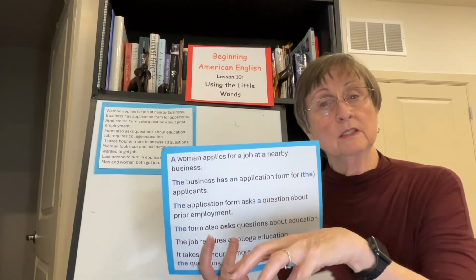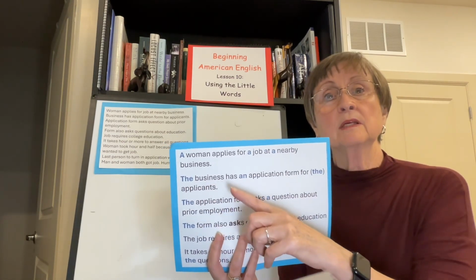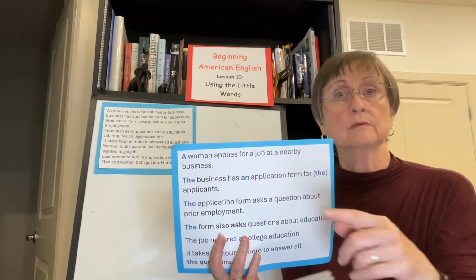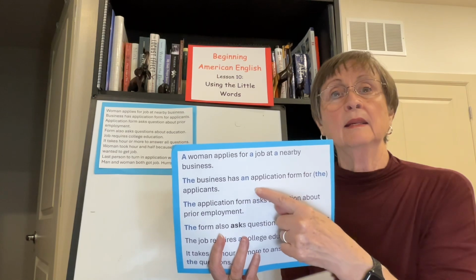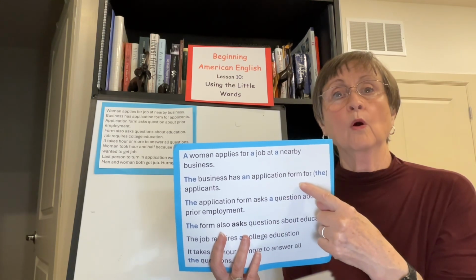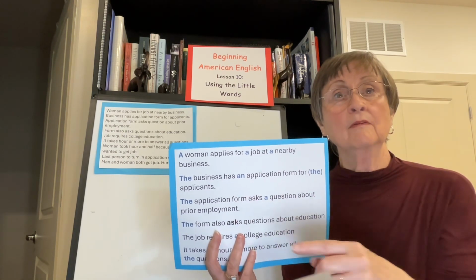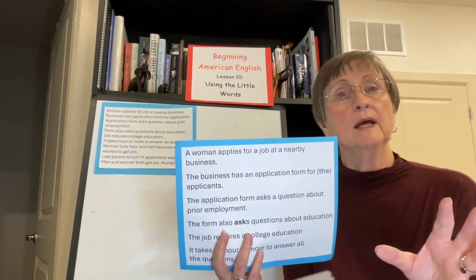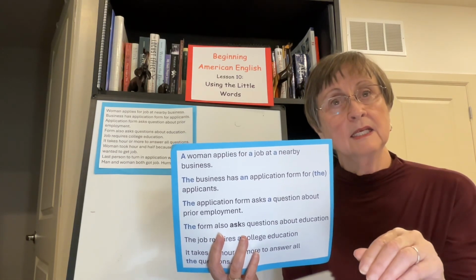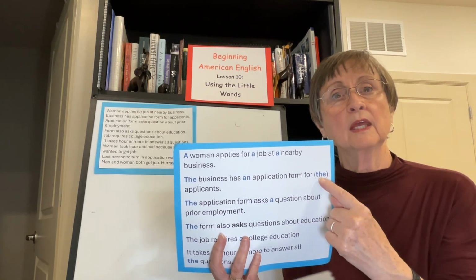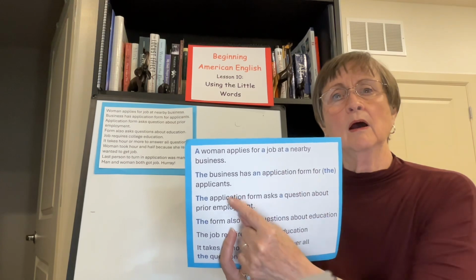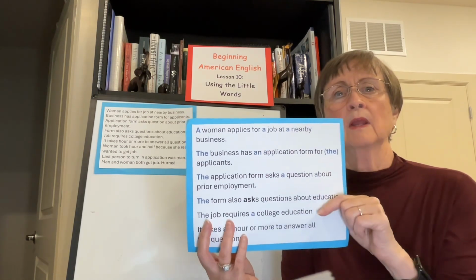It has my attention. The business has an application form. It has a lot of forms. It has that kind. An application form for applicants. They have it for anyone who comes in the future, in the past. But if I'm just thinking about today's people, I would say the applicants. So it doesn't matter whether I have the or not, because this is plural.